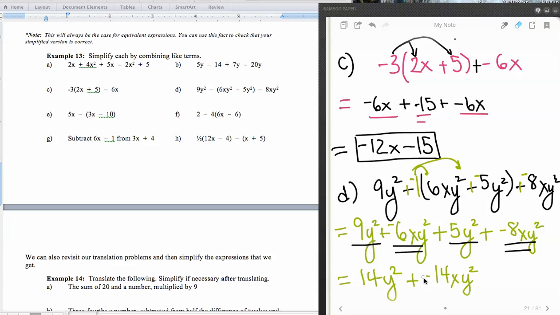So I'm almost out of time for doing this, so I'm just going to erase that to show you the other way that this can be written as subtraction. And that would be our final answer.